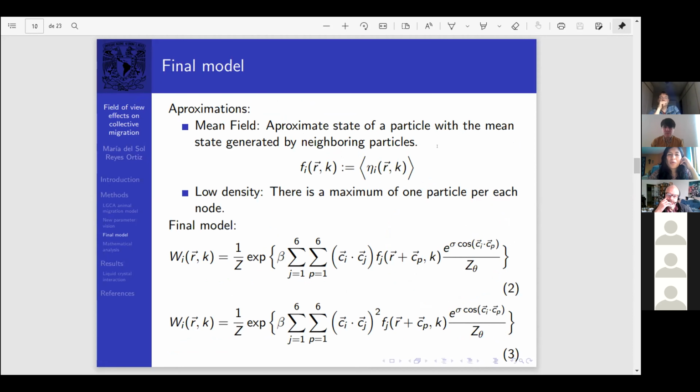Now, to introduce this into our model, we will make some approximations. First of all, we make a mean field approximation, in which we basically approximate the state of a particle with the mean state generated by the neighboring particles. Here you can see the occupation of channel i at time k, and the mean of these occupations, and that is how we define our one-particle distribution functions. We will also make another approximation, the low density approximation, where we consider that there is a maximum of 1 particle per node, no more. Doing both approximations, we can get our final transition probabilities given by equations 2 and 3. Here we have 2 different probabilities because we are considering both the liquid crystal interaction and the ferromagnetic interaction.